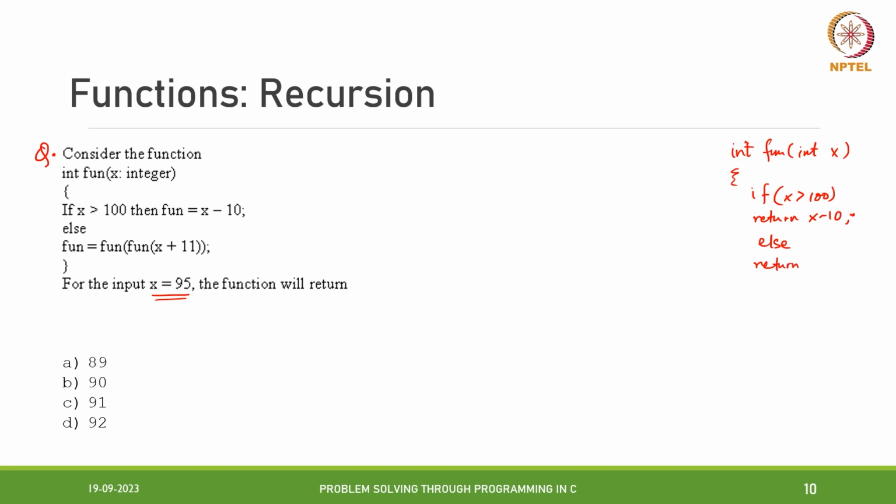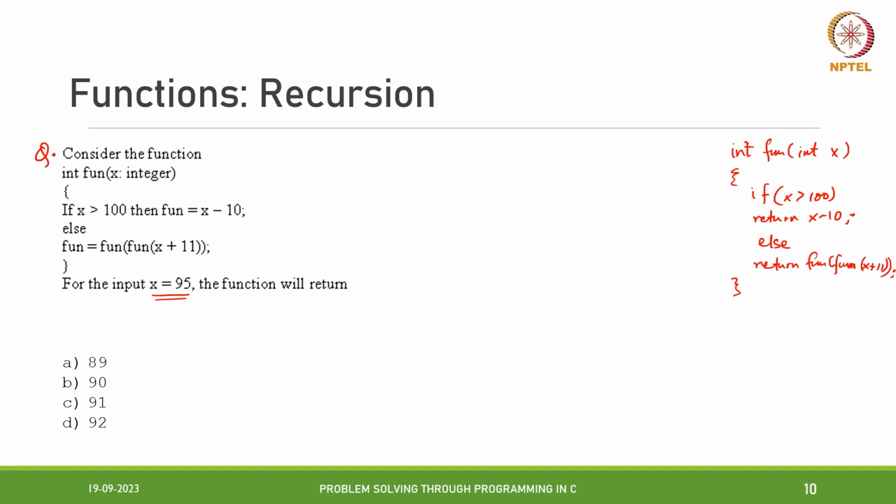return fun of x plus 11, and function over. So this is basically C. If I write the function in C, this is how it will look like, this particular pseudocode.